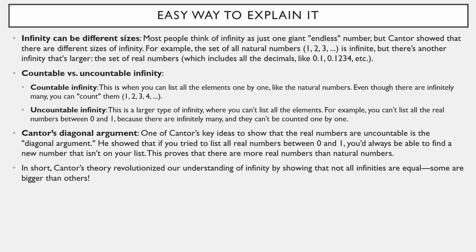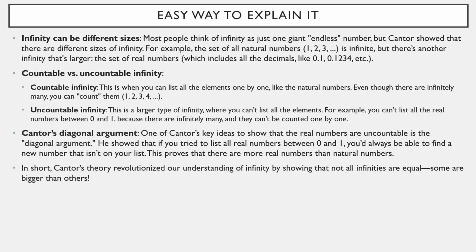Then there's what's called uncountable infinity, or infinitely uncountable. This is a larger type of infinity where you can't list all the elements. For example, you can't list all the real numbers, even between 0 and 1, because there are infinitely many of them. They cannot be counted one by one. For example, if I say 0.1, what's the next real number after 0.1? Is it 0.11? Is it 0.0001? Is it 0.100001? That's what I mean. Whatever number you say, I could say a number that's closer. Okay.